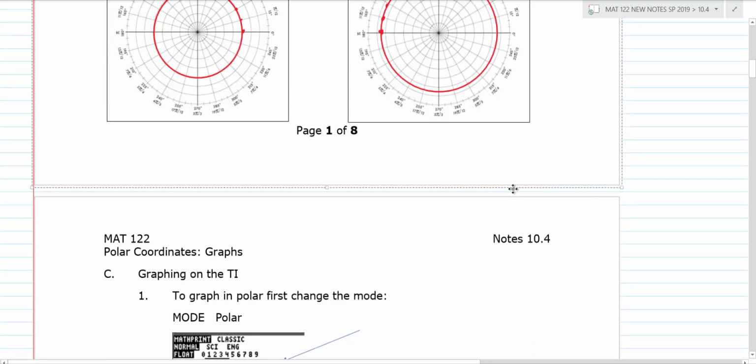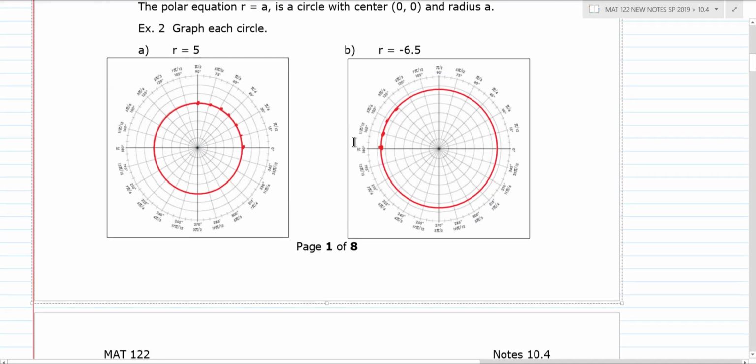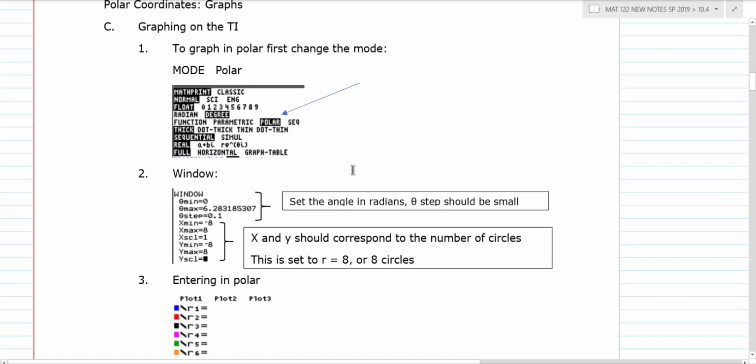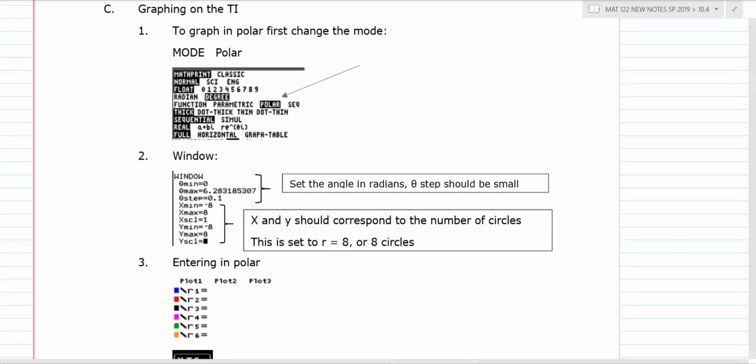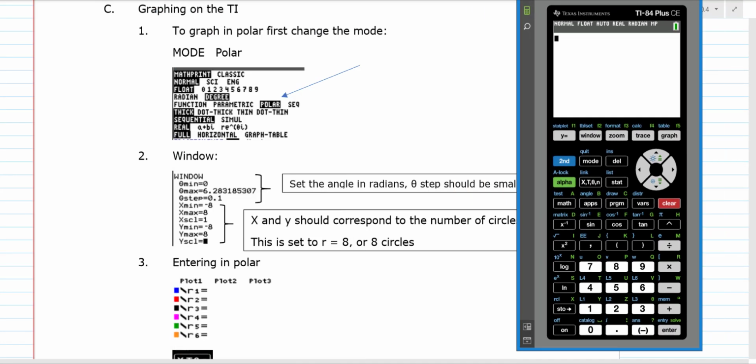Real simple. So on the next page, we're going to learn how to do some graphs and then some other kinds of circles here. I'm going to show you how to do stuff on your graphing calculator. I want you to be able to do some of these by hand, but some of the more complicated ones just on your calculator.